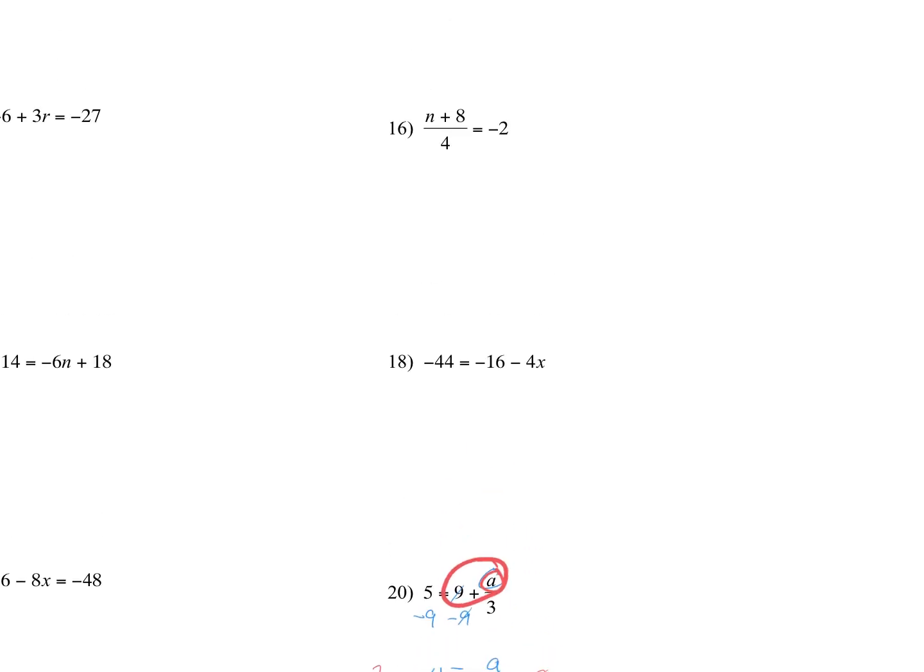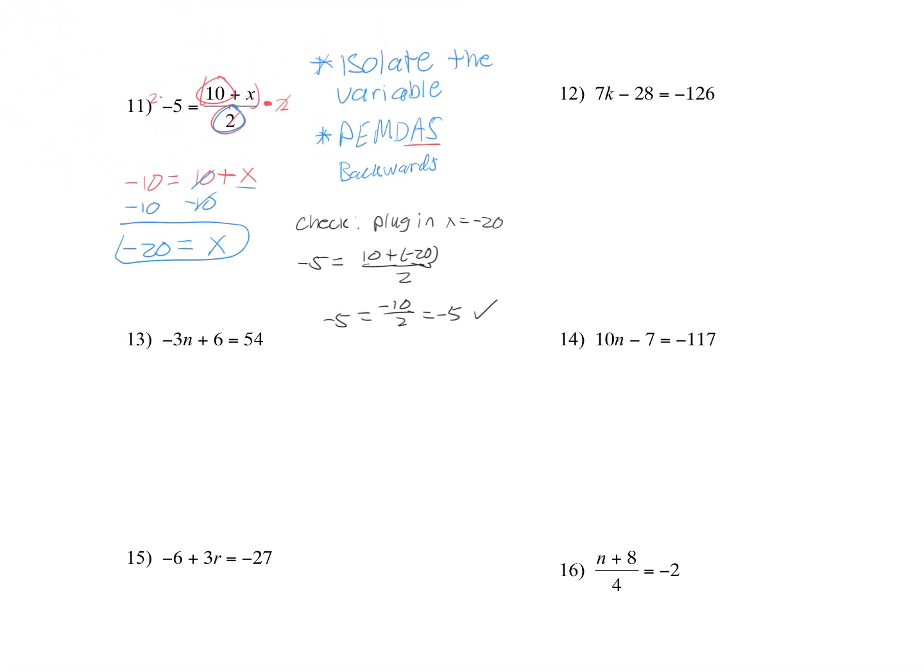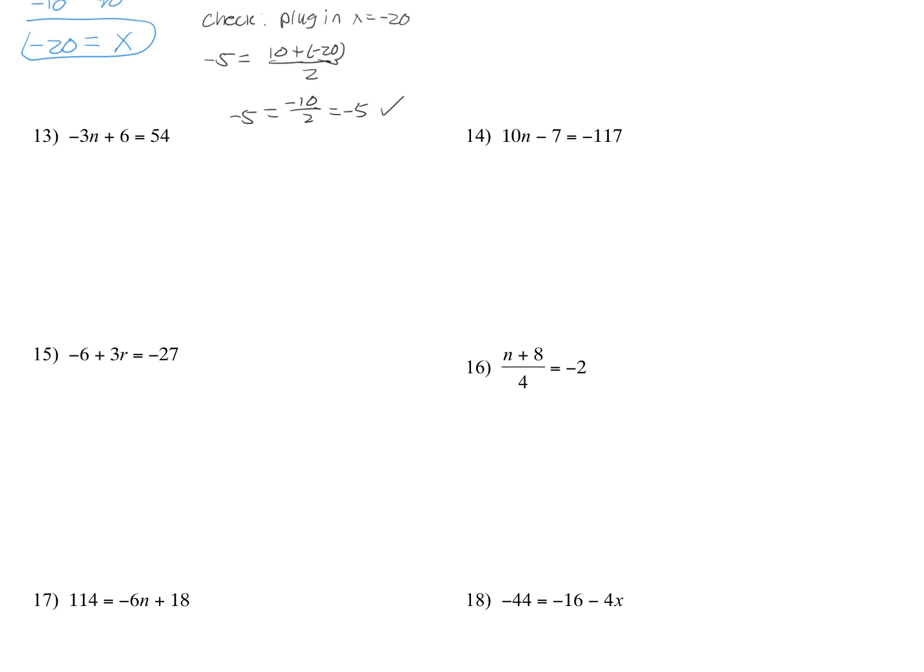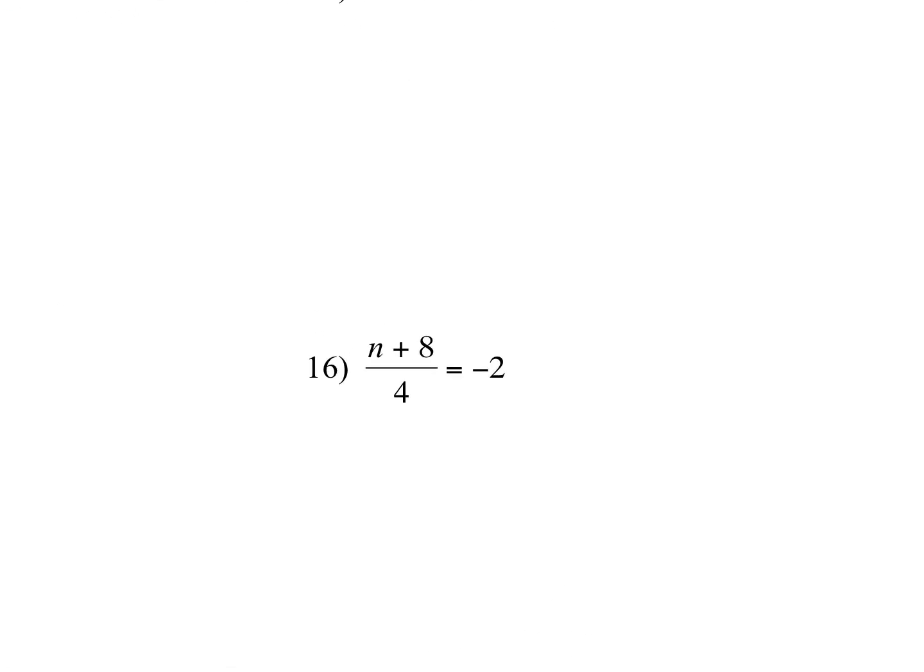But let's try another one like number 11 right here. So something like number 16. Now this is one where we do have to multiply the 4 first because the 4 is dividing this entire expression up here. So n plus 8, the entire thing is being divided by 4. So we want to multiply by 4 on both sides. So multiply by 4 to get rid of the 4 on the bottom.